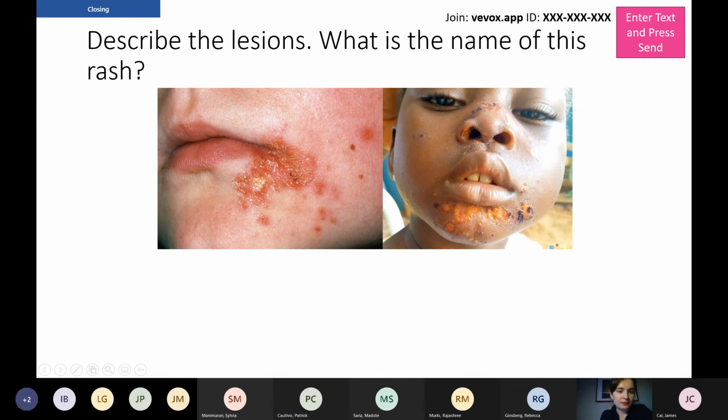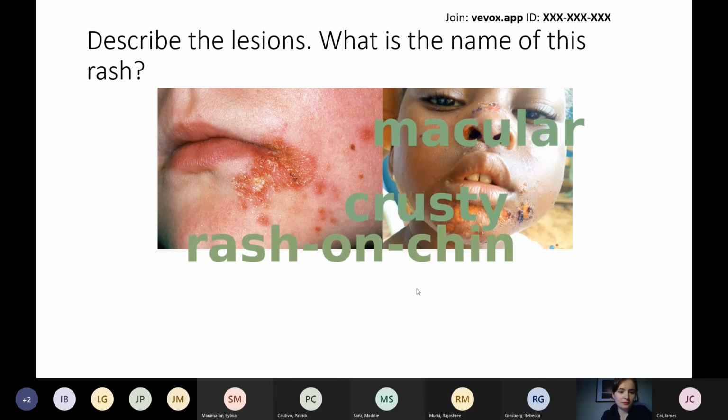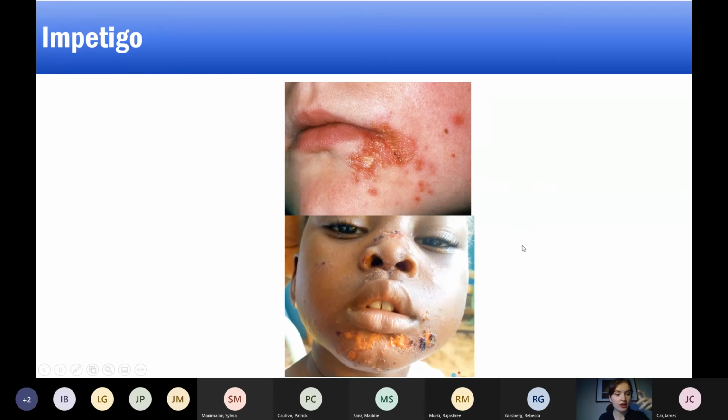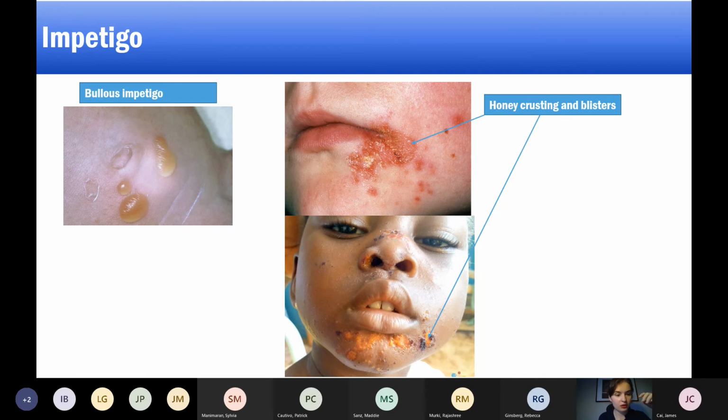Closing now. Cool. So yeah, macular, crusty rash on the chin. Perfect, you're describing where it is. And so this rash is something called impetigo, and honey-crusted lesions is the classic description of it. It can also be in a bullous form, so it can look like honey-containing blisters in babies.